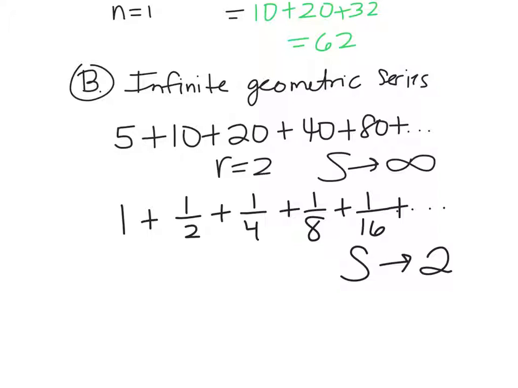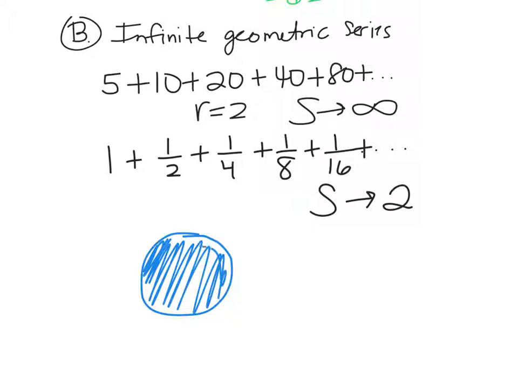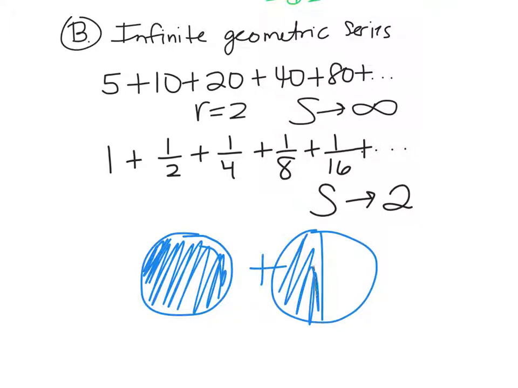Do you believe me? How can I add up an infinite amount of numbers and get one solid finite number? Let me show you this in picture form, okay? Do you see this 1 right here? What if I had one whole circle, and then I add it to half of a circle, and then to a quarter of a circle, and then an eighth of a circle and a 16th.